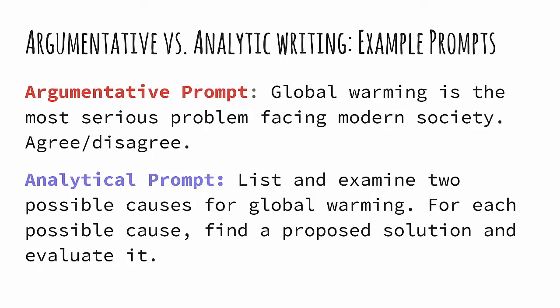have to do two very different things in order to respond appropriately to each of these prompts. In the first one, you need to take a side and decide whether global warming is the most serious problem facing modern society or not. In the second prompt, you would need to look at what are some of the things that are possibly causing global warming, and then, additionally, trying to find and evaluate solutions to these problems.